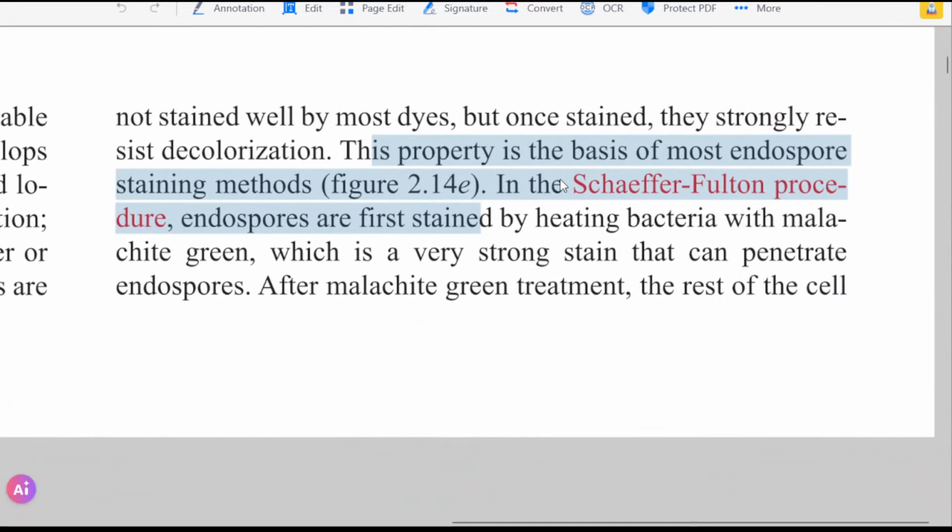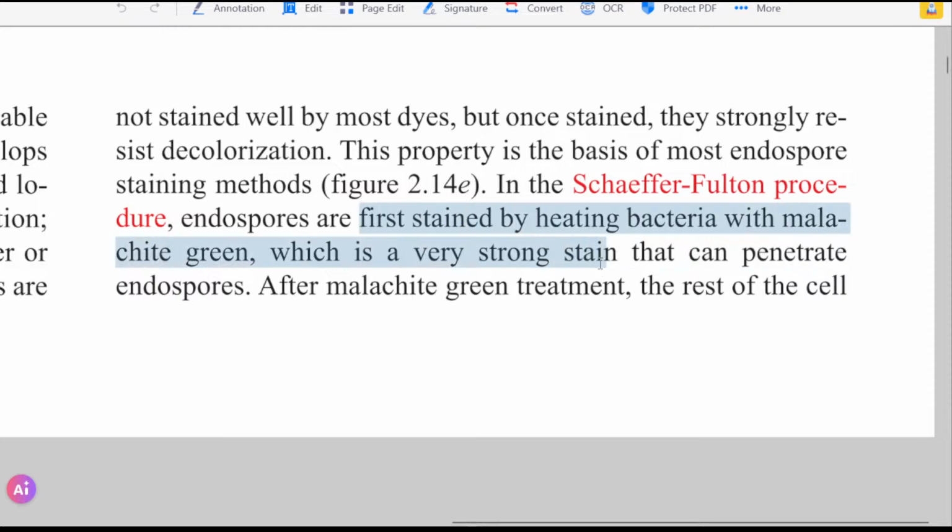And in the Schaeffer-Fulton procedure, we already discussed two procedures. This is the third one, and this procedure is for endospores. Endospores are first stained by heating the bacteria with malachite green. What kind of green is that? Malachite green.